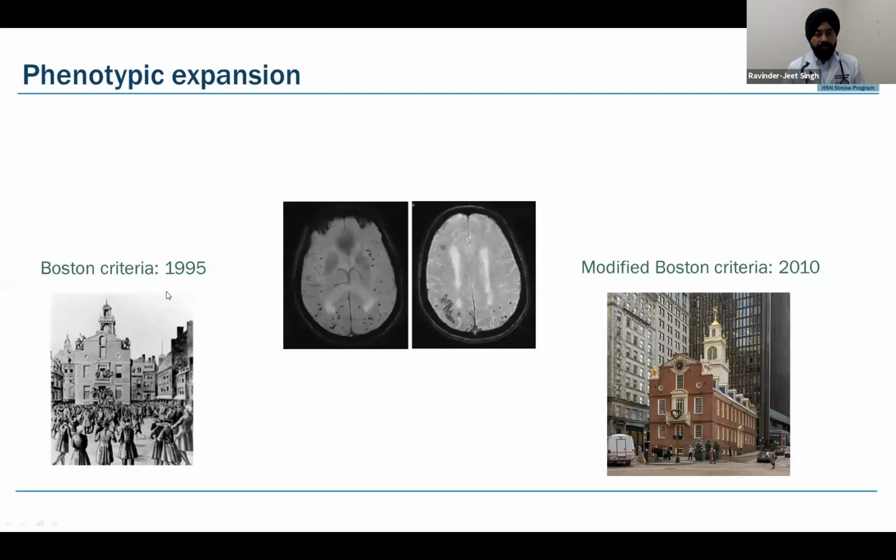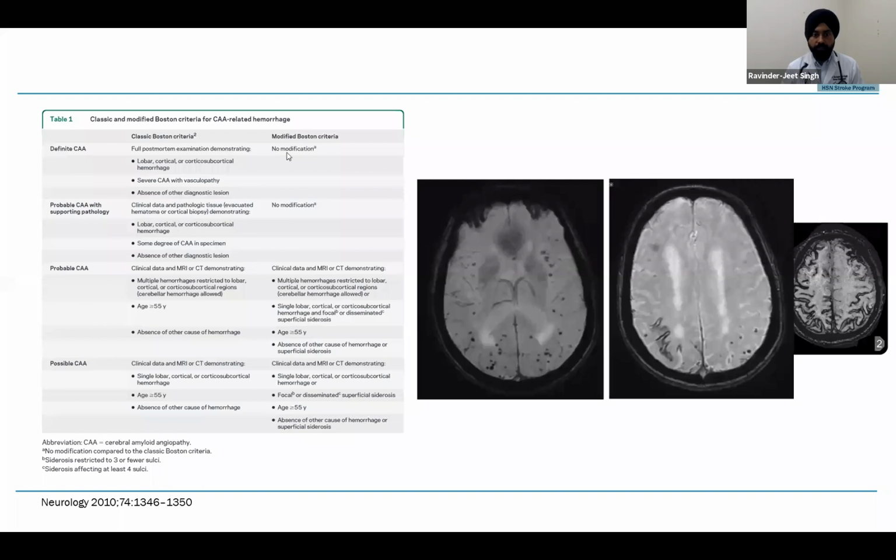And so if we look at the original Boston criteria, we have now evolved into the modified or new Boston criteria. And between these 2 criteria, there were 2 biomarkers which were identified in those 15 years. One was these microbleeds, which are in the brain parenchyma, and second is these surface bleeds, which are superficial siderosis. So incorporating these 2 biomarkers into the Boston criteria, we have the modified Boston criteria. So essentially, the first 2 groups remain the same because they require tissue, and these criteria are based on imaging. So it's only the later 2 criteria that got modified with recognition of these additional biomarkers.